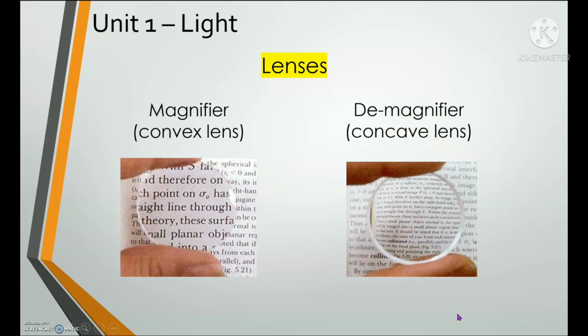Okay, so the question: what type of lens is the one making the picture or the image larger or bigger? Very good. It's called the magnifier or convex lens. How about the lens that makes the picture reduced in size? Very good. The demagnifier or concave lens. Now let's move on to our next slide.